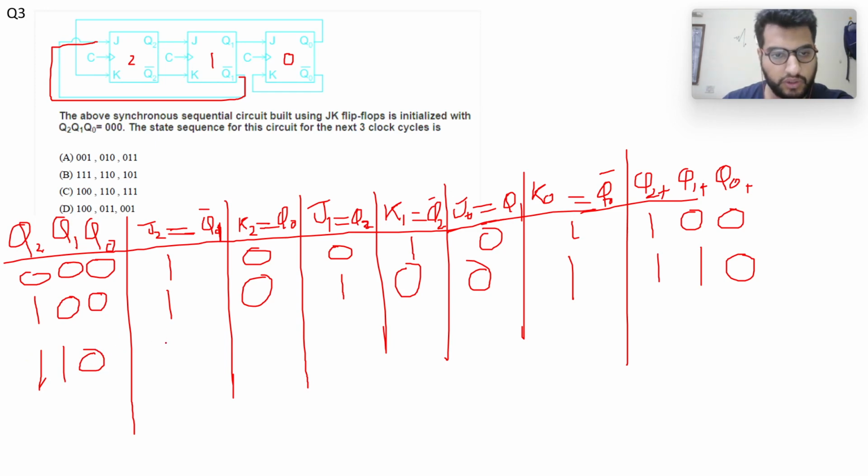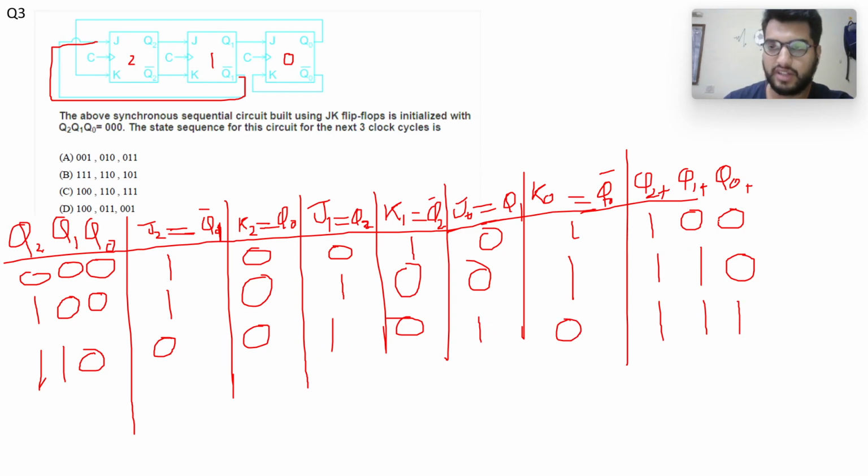So J2 is Q1 complement, it will be 0, and K2 is Q0, which will be 0. Then we have J1 equal to Q2, which will be 1, and K1 is Q2 complement, which will be 0. For 1, 0, it will be 1. For J0 equal to Q1, it will be 1, and K0 is Q0 complement, which will be 0, so it will again be equal to 1. And when J equals K equals 0, the next state will be equal to the present state.